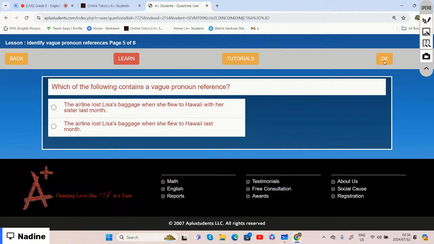All right, so if we were to choose the vague pronoun reference, or to say which one contains a vague pronoun reference, right? Then we will say it's option two.